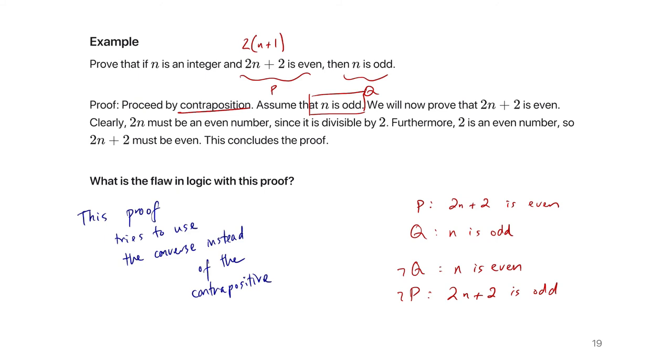Right, notice if you were to actually do this properly and start off with not q, that n is even, it would be impossible to show that 2n plus 2 is odd. Because 2n plus 2 will always be even. So you would try to do this, and you wouldn't be able to show it, so you'd say that the statement is not true. Yeah?